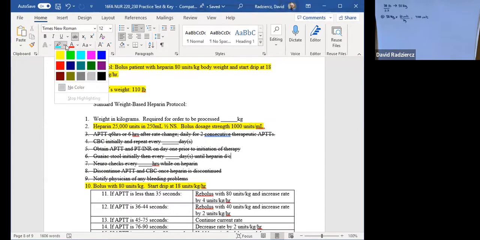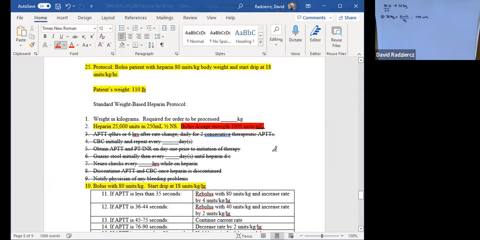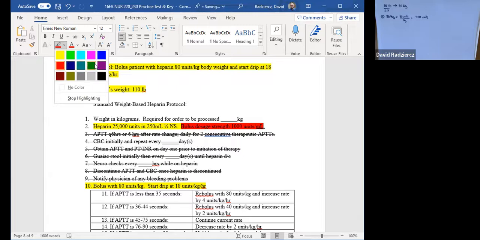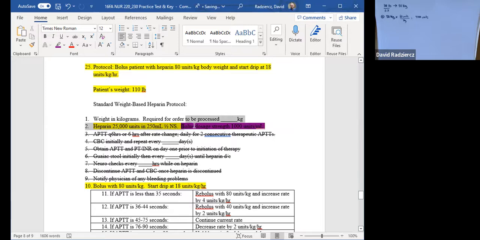So I'm going to highlight that in a different color. That wasn't the best color. I'm trying to get a lighter color. I know you get it. Hopefully you can still see it.